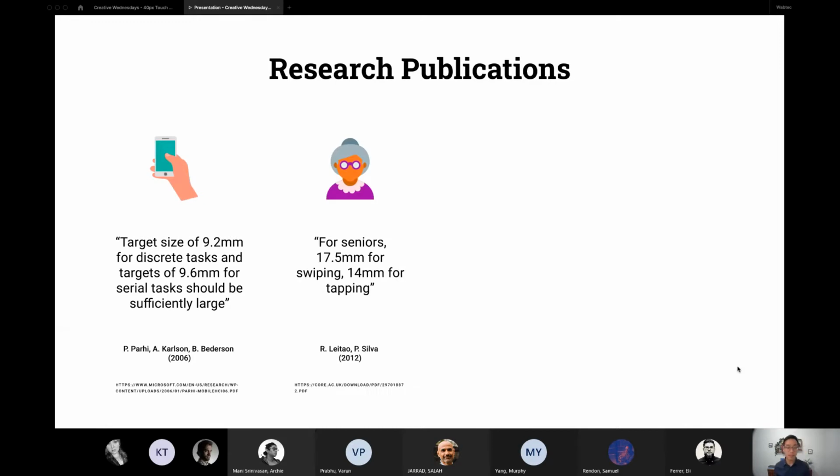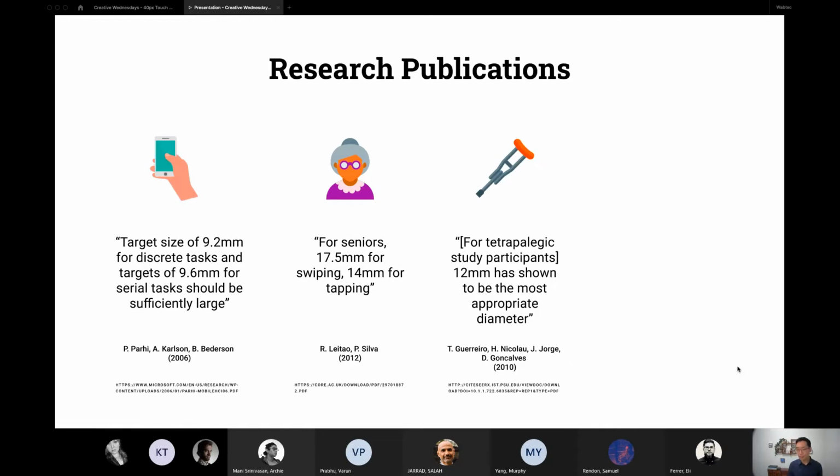There was another study done by Liato and Silva that talked about a different demographic. For older users, having a little bit larger touch targets made sense because, one, there's a visual aspect to it. There's a motor aspect to that as well, being able to easily coordinate. And so for them, the touch target size actually needs to be a little larger, closer to 1.5 to 2 centimeters, or 14 millimeters to 17.5 millimeters.